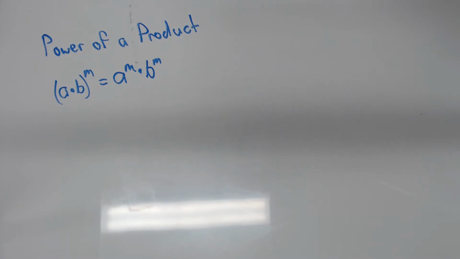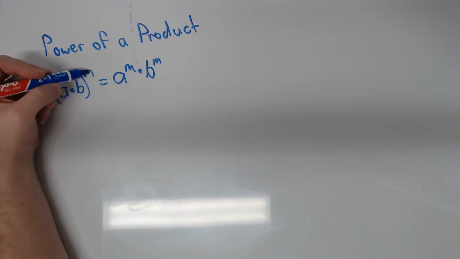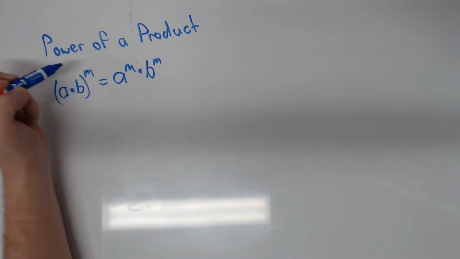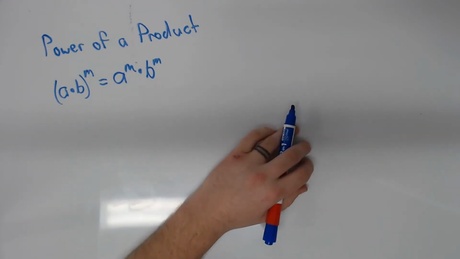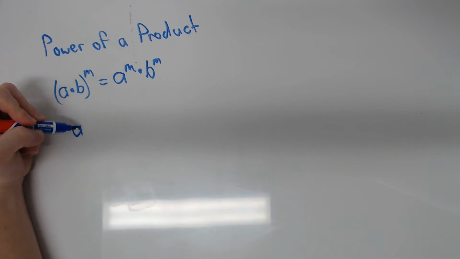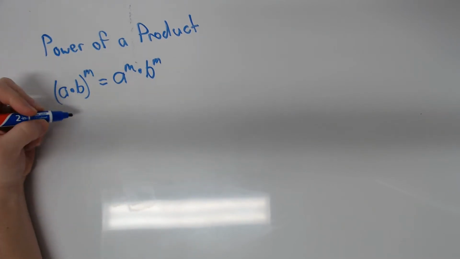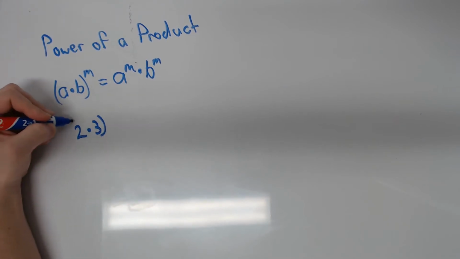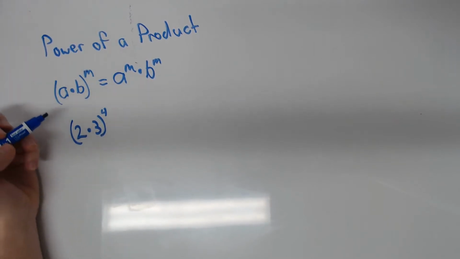Next up, we've got one called power of a product. When you have an exponent outside parentheses, it essentially distributes itself into the parentheses. Let's take a look at that. Hold on, I'm going to use actual numbers. So I'm going to do 2 times 3 in parentheses to the 4th power.